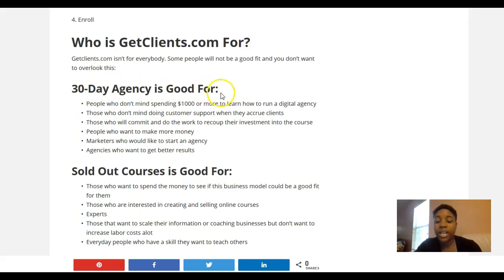The 30-day agency is good for people who don't mind spending $1,000 or more to learn how to run a digital agency, which, for that type of education, is a good return on investment. As long as that's something you really want to do, $1,000 to learn how to run a digital agency that generates you a full-time income or more is definitely a high return on investment.